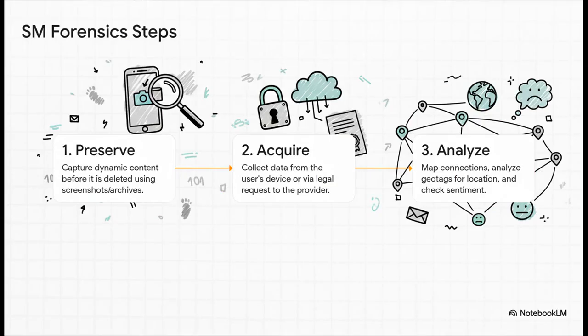Because this data is so fragile, the absolute first step is always to preserve it. Screenshots, archives, whatever it takes. But the analysis is where it gets really clever. It's usually not about a single post. Investigators build these huge network graphs to map out who's connected to whom, who's liking whose posts, and when. It's about seeing the entire web, not just one single strand.